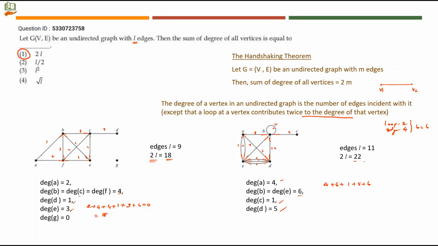10, 11, 16 plus 6 is 22. So this is how we'll be working it out. Even when they give some graph and ask you to find the degree of vertices or the sum of degrees of all vertices, I think now you will be able to compute it. That's why I included a graph without a loop and with a loop. While counting edges, this loop is just one edge. But when you count for the degree, you have to remember it contributes twice to the degree of the vertex.